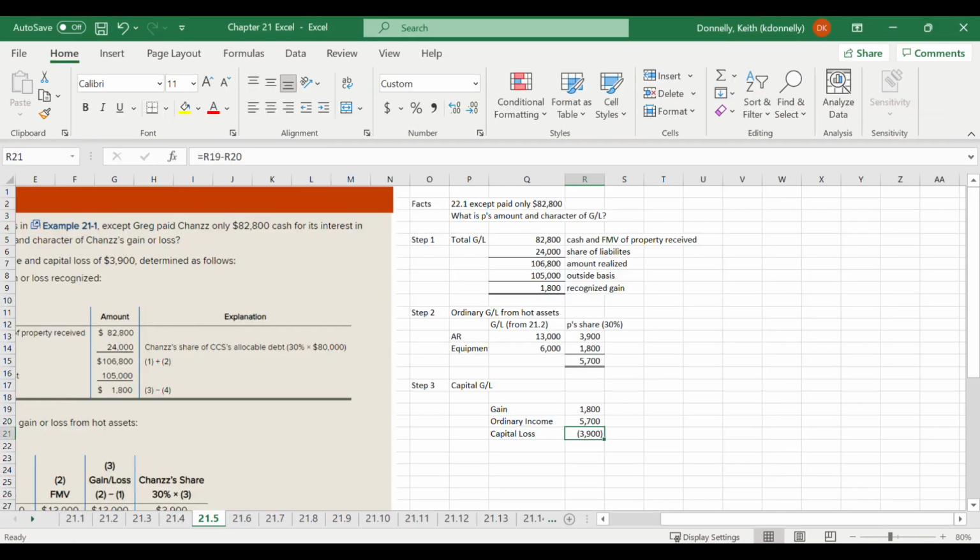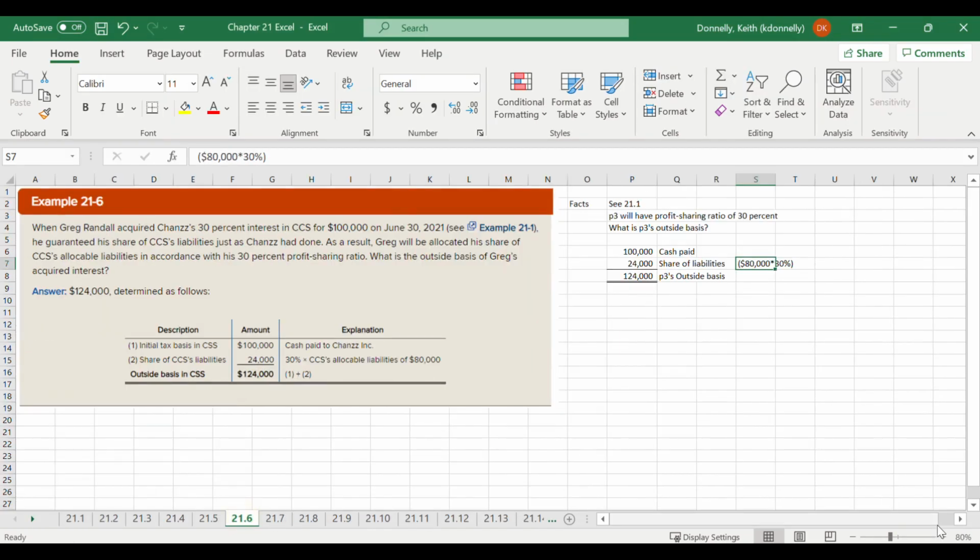So if we look here at 21.6, it looks like we have a partner who sells their 30% interest to an outside partner. Then they say, what's the outside partner's basis? Well, they paid $100,000, and it also looks like they're on the hook. Their share of liabilities here is going to be $24,000, 30% of the liabilities, $80,000. Their outside basis is going to be $124,000. So what they paid plus their share of liabilities. I think we looked at this last chapter.